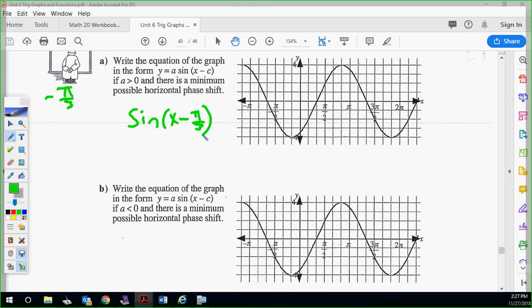What's A? 4, right? 4 is my amplitude. And that's all you have here. There's no vertical displacement. Okay, any questions on that?